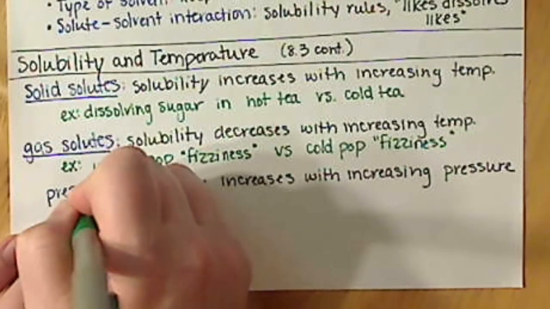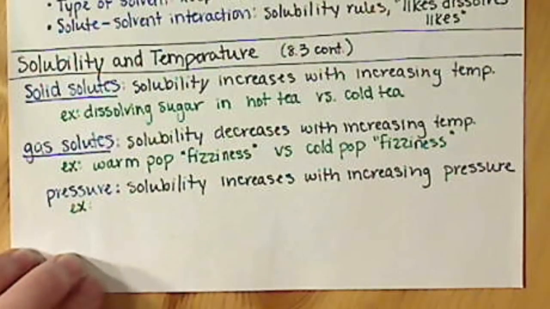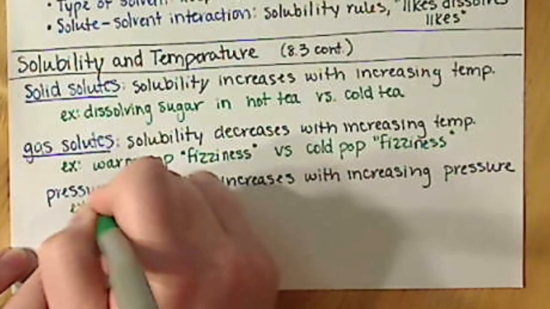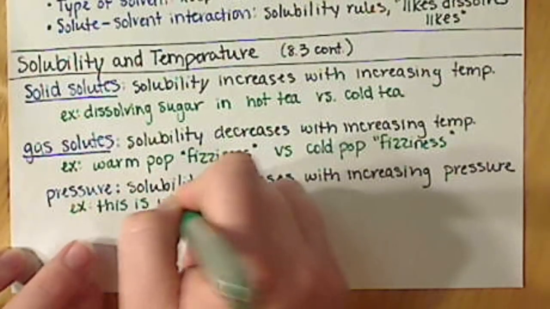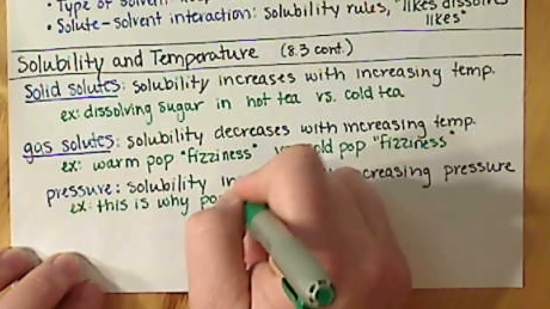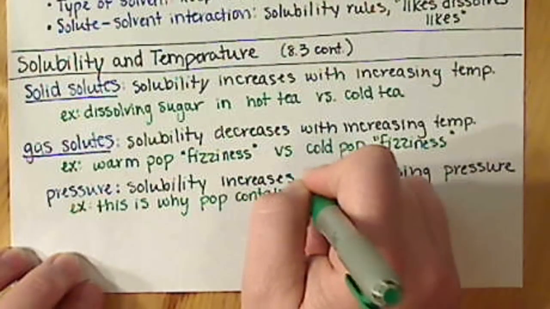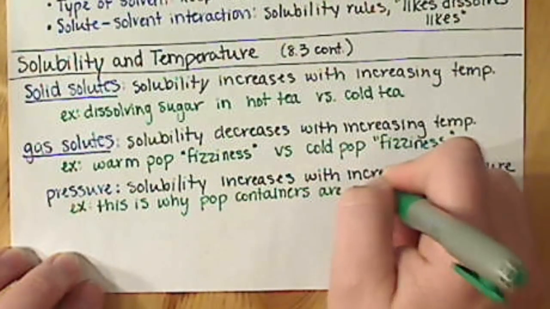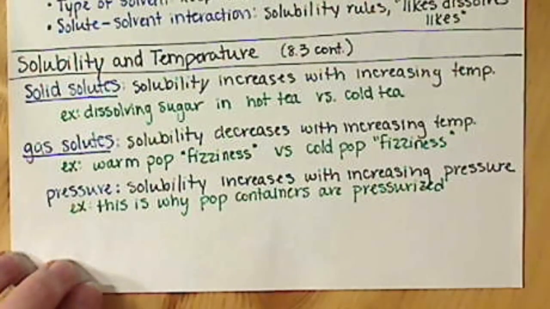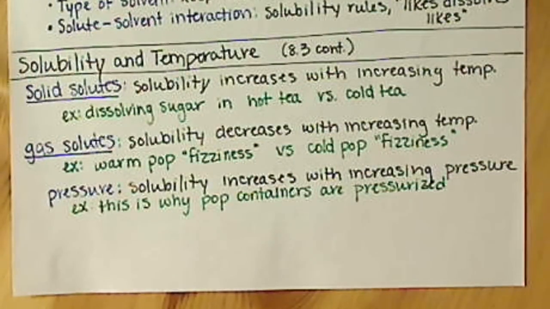So this is why, still working with our pop example, pop or your carbonated beverages are pressurized. They can get that pressure increased. The solubility of the carbon dioxide increases, so they can get more carbon dioxide dissolved into that solution, which with carbonated beverages, that's the whole idea, is to get the most amount of carbon dioxide dissolved in there.